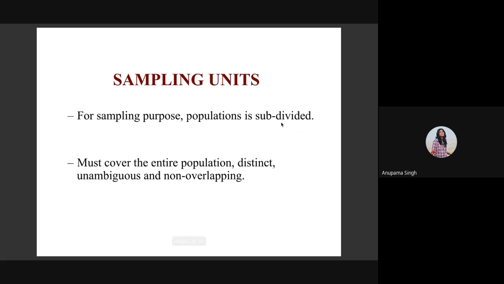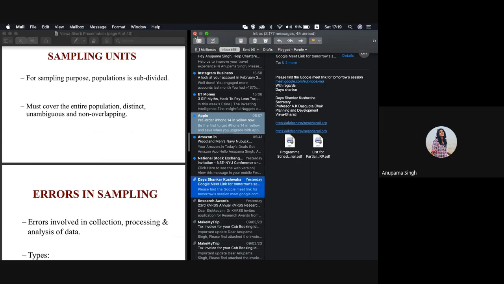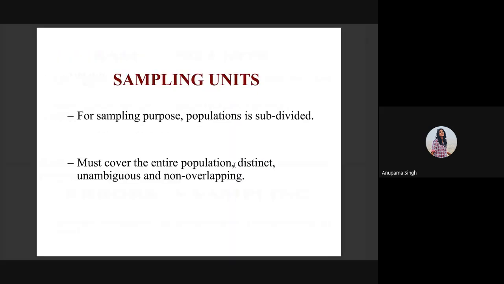Then we have sampling units. Sampling unit is nothing but, every study has different kinds of objects, right? So if you are going to study cancer patients, or you're going to study education, or you're going to study the height or weight or BMI of a certain population, then the units here change, right?